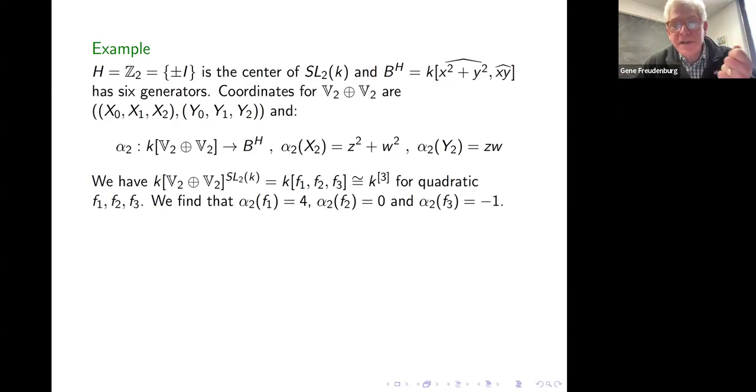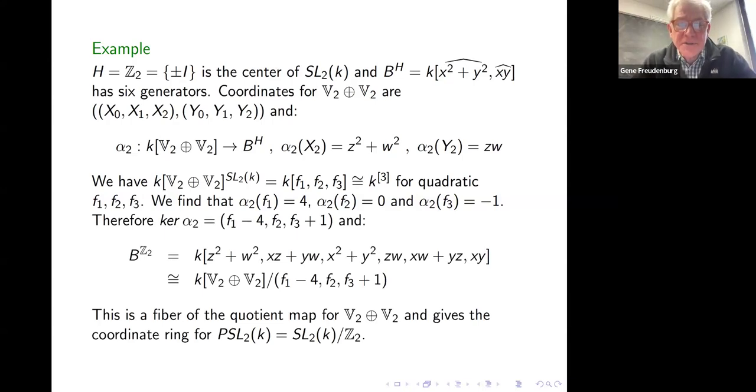What I want to emphasize is that on the right-hand side of the picture, the ring of invariants of the SL2 action is just the field, right? There are no non-constant invariant functions for those threefolds. So everything on the left in that invariant ring has to get sent to a constant. And we find that F1 goes to 4, F2 goes to 0, and F3 goes to -1, at least in the way that I parameterize things.